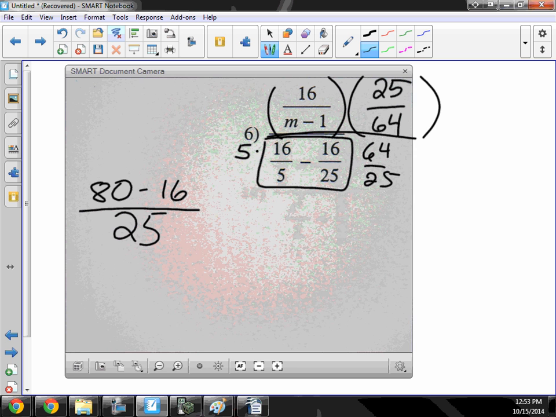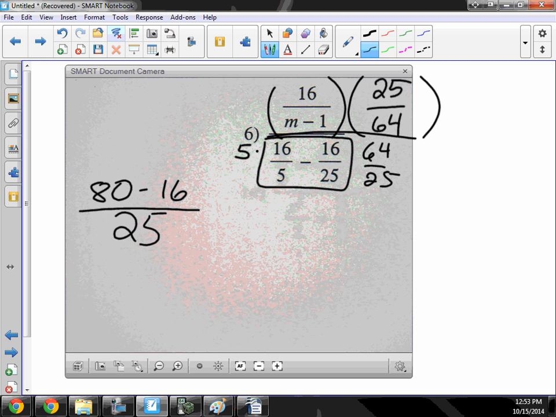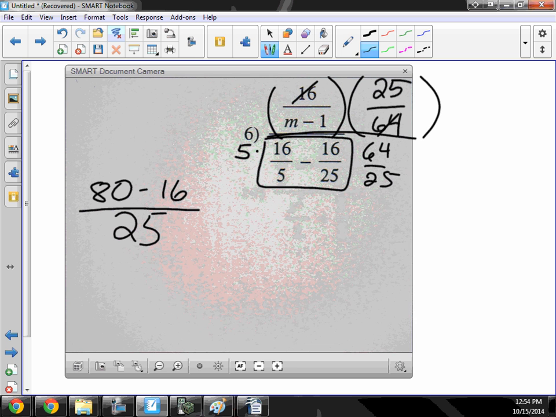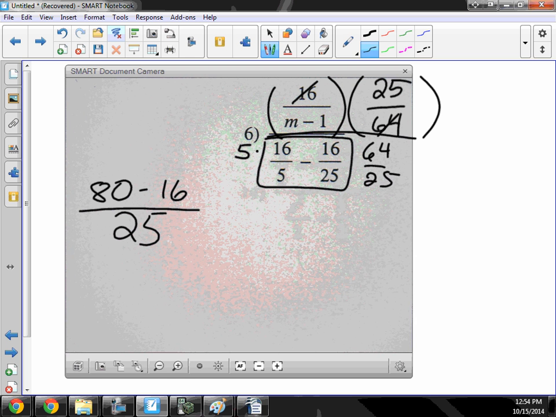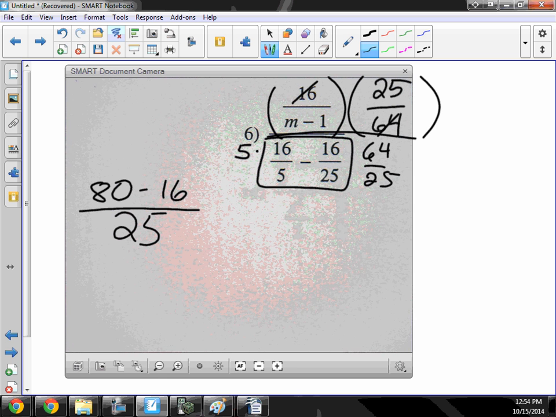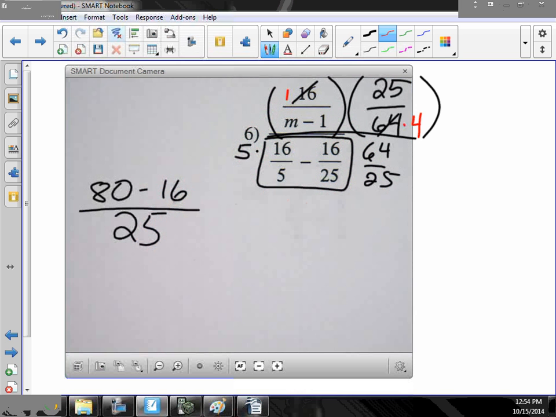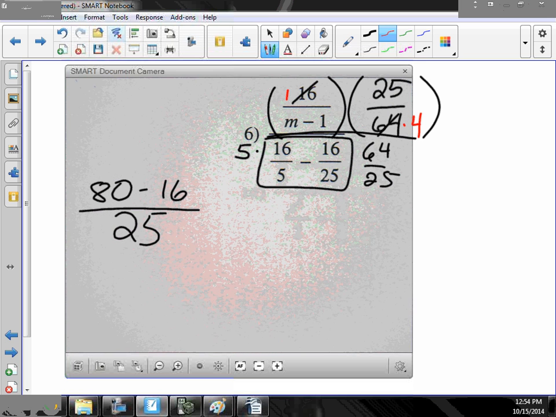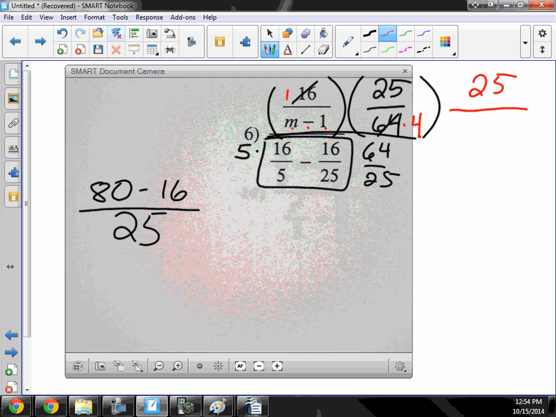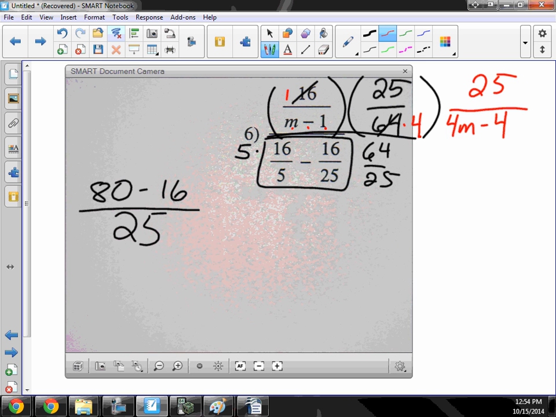What is 16 times 25? Oh, first off, can I cancel? What goes into 16 and into 64? 4 does. 8 does. 16 does. How many times does 16 go into 64? 4 times. So this would be a 1, and this would be a 4. 1 times 25 is 25. Now this is kind of tricky. What is 4 times m minus 1? 4m minus 4. And that's it.